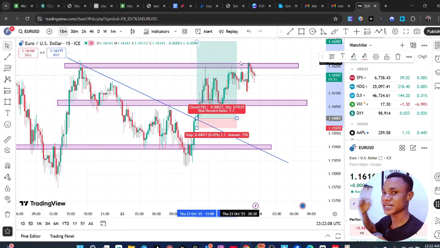Sometimes price retests a lot before it actually follows that direction. So it retests, but it's still in the same direction. Price doesn't just go one candle after another straight up. No. Price retests a lot. So don't be afraid of the retest.